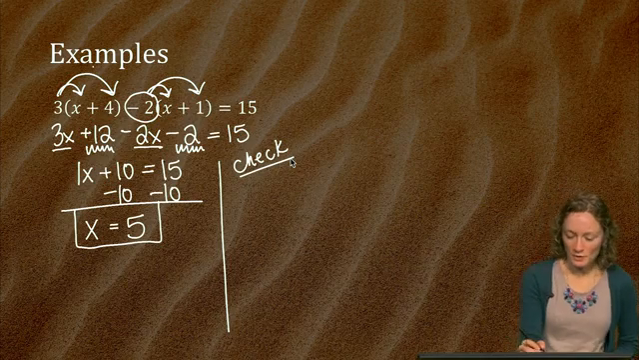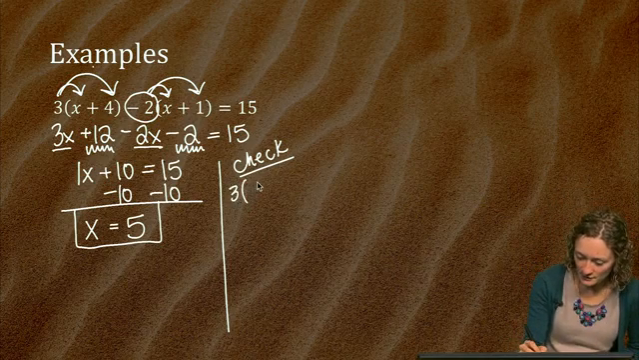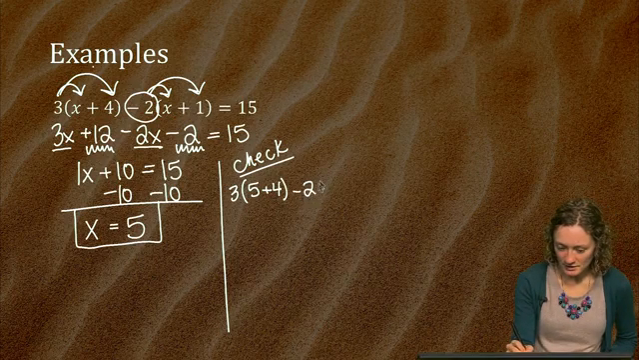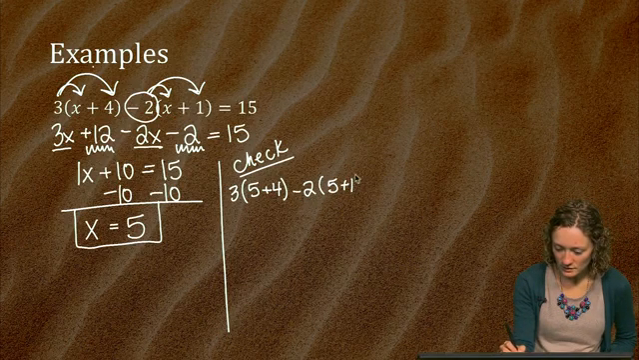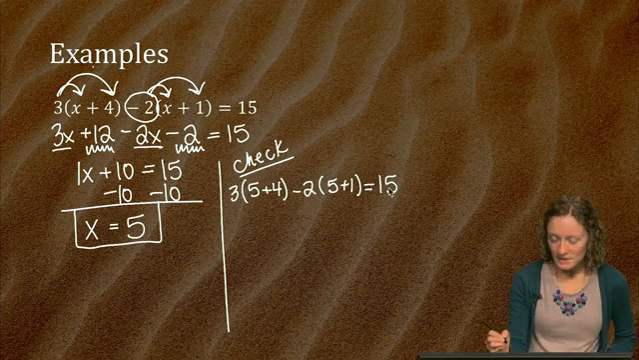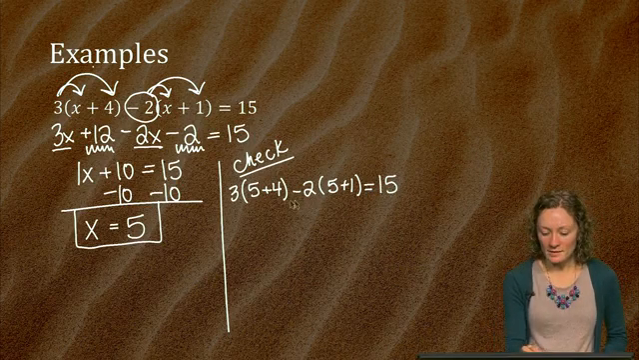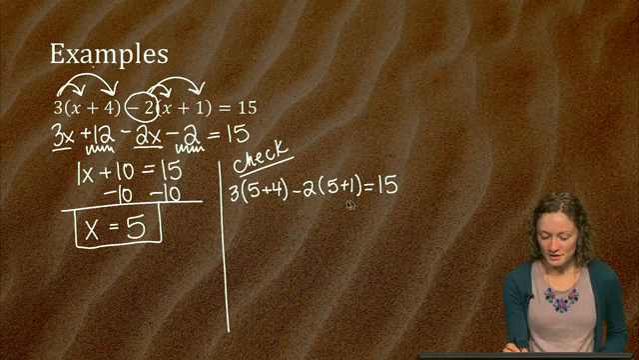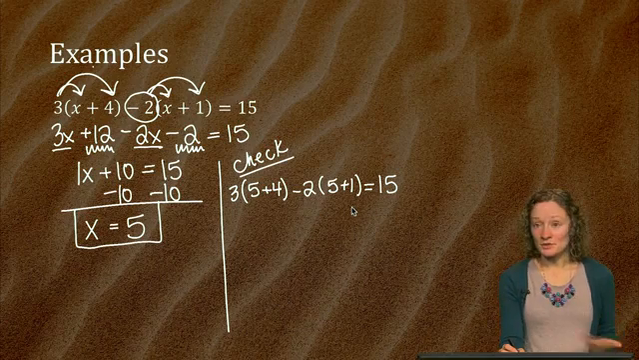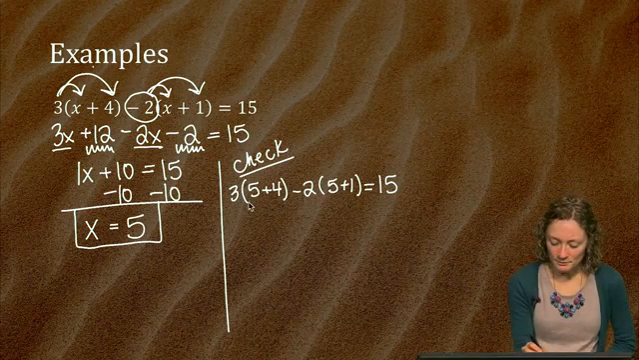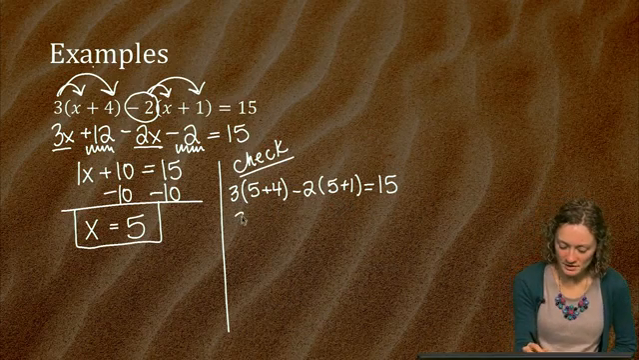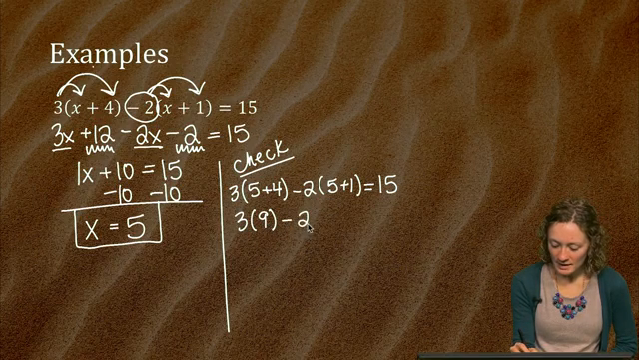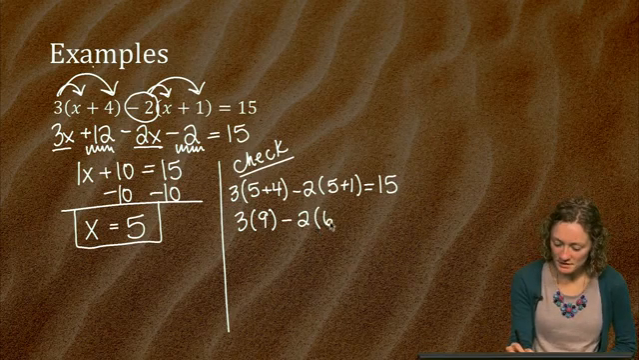Okay, so if we plug in 5 instead of x into the equation, 3 times the quantity 5 plus 4 minus 2 times the quantity 5 plus 1 equals 15. We can verify by using order of operations on each side of the equal sign. So on the left, we'll go through GEMDAS or PEMDAS, whichever way you think of it. Parentheses or grouping symbols first. So inside this first parentheses, we get 9. Inside the second parentheses, we get 6.